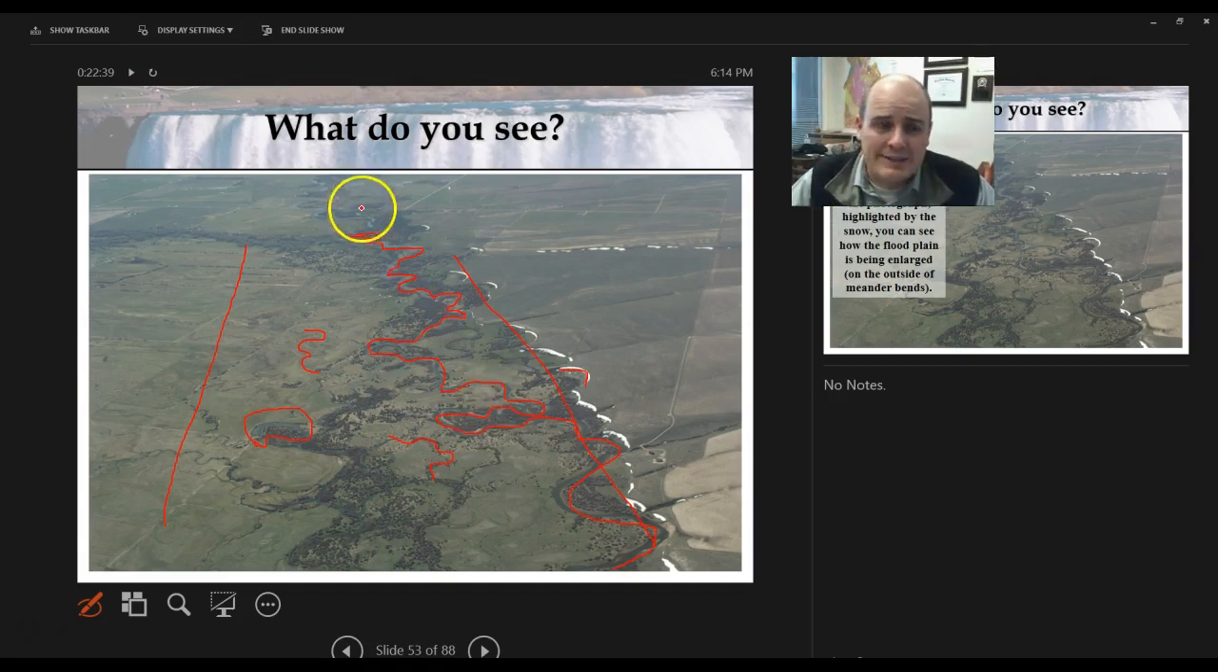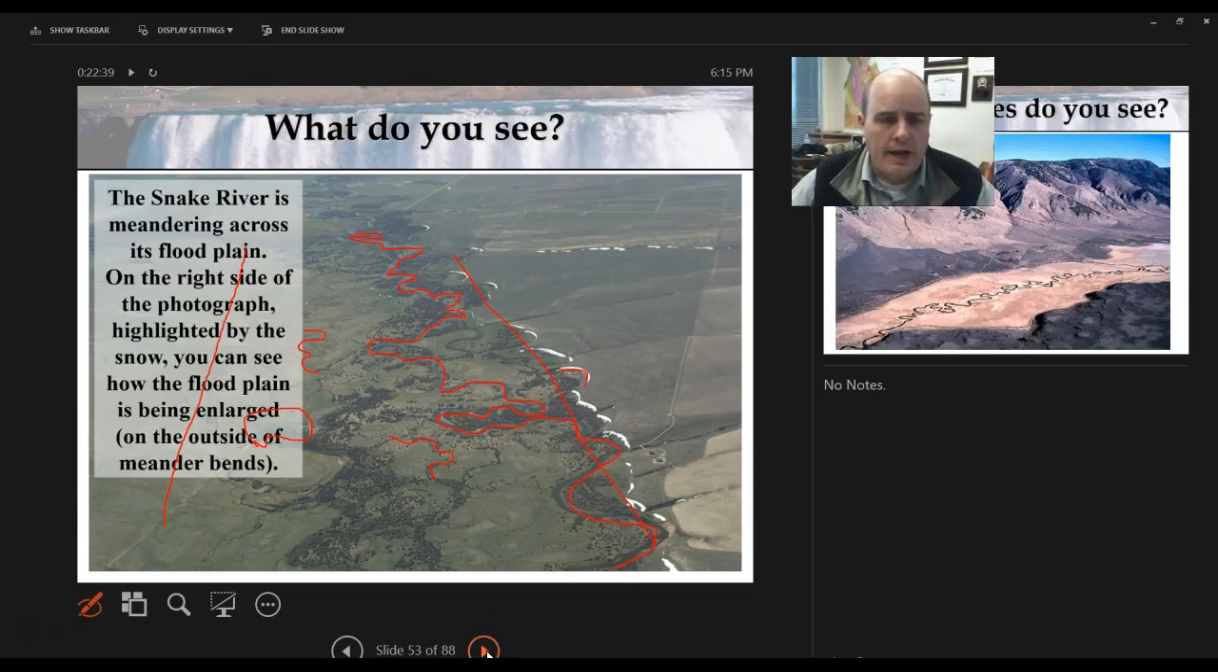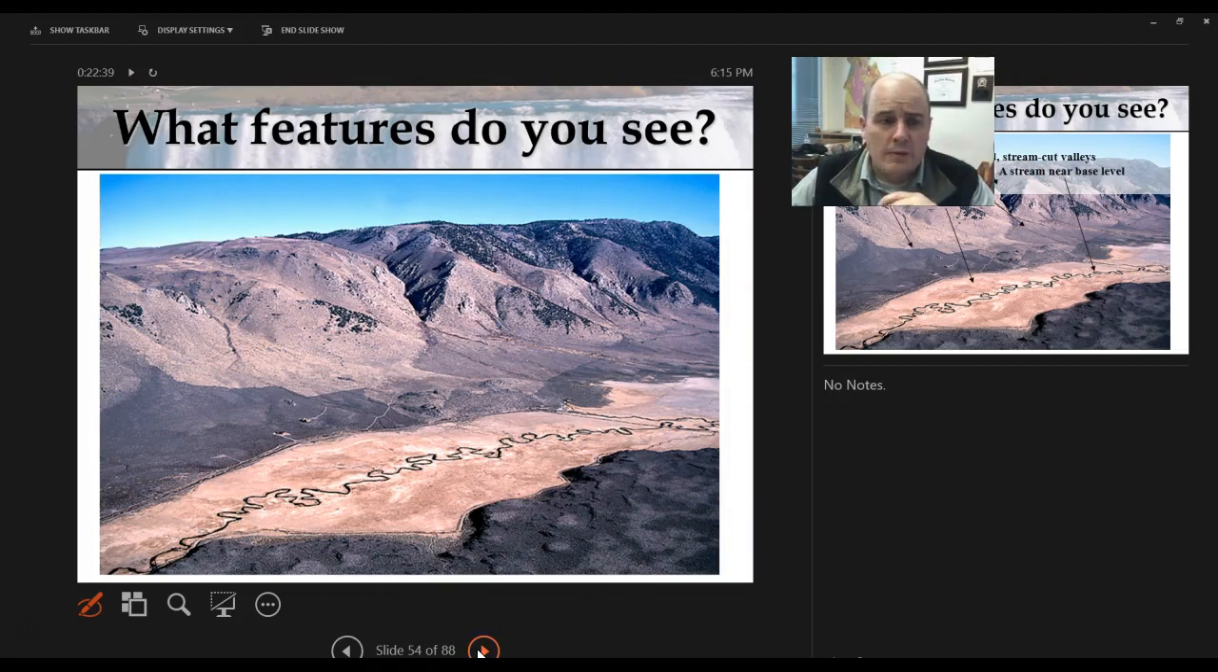And what it's grading itself to is there's a lake down here. So the ocean is the ultimate base level, but it also is going to grade itself to that lake. A lake is what we consider a temporary base level, because over time it's going to slowly go away. When I say time, we're talking about geological time, thousands of years, hundreds of thousands of years. Okay, but the ultimate base level is the ocean. Okay, so this is the Snake River meandering across the floodplain, and you can see all the different meander scars and things from there.